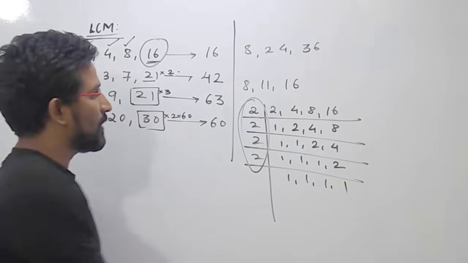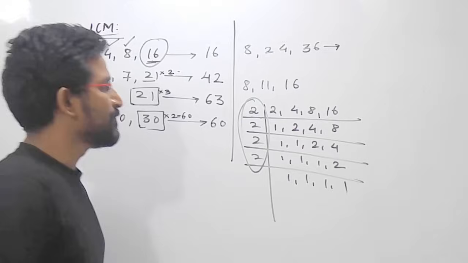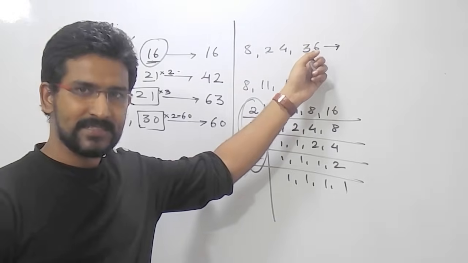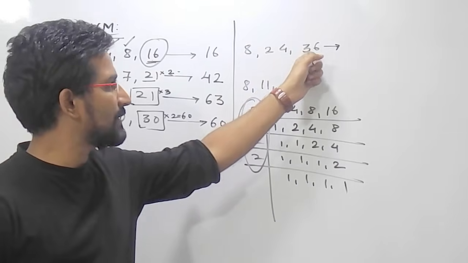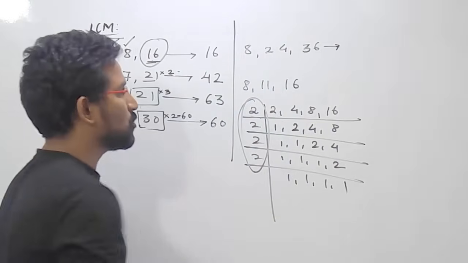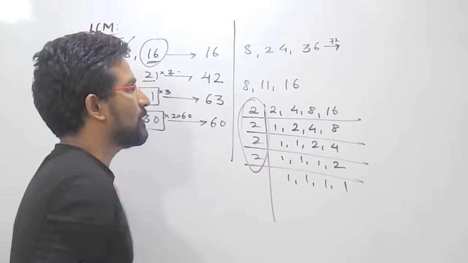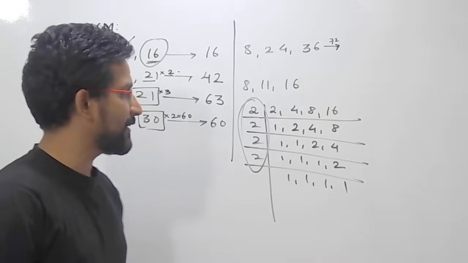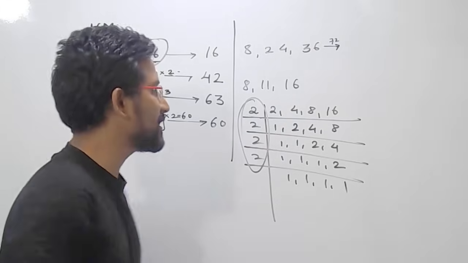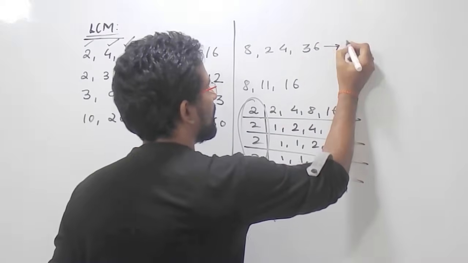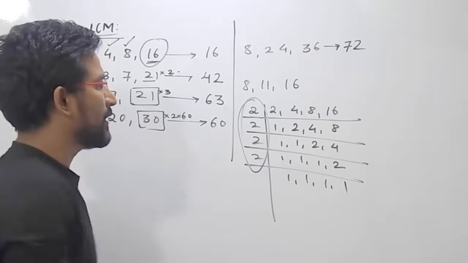Now the next example, that is 8, 24 and 36. The biggest number here is 36. 36 is not divisible by 8, so we'll multiply 36 by 2. 36 into 2, that is 72. Now 72 is divisible by 8, yes, 8 into 9, that is 72. And 72 is also divisible by 24 because 24 into 3 is 72. So the LCM of 8, 24 and 36 is nothing but 72.